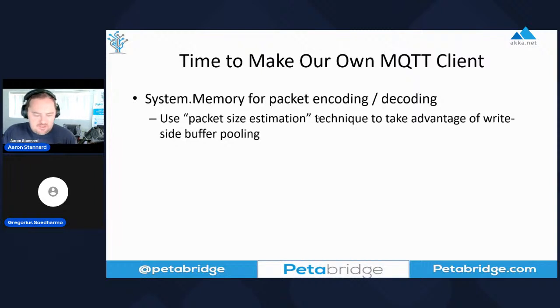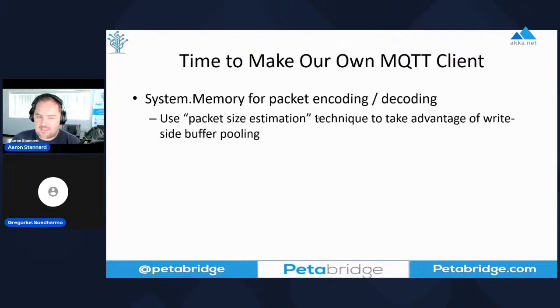This is one of the things that we're going to try to do with Akka.NET serialization down the road: leverage packet size estimation as well. That allows us to take advantage of write side buffer pooling. I should note on the read side, and this is going to be true for Akka.Remote as well in the future, it's actually not tenable to use pooling for that.